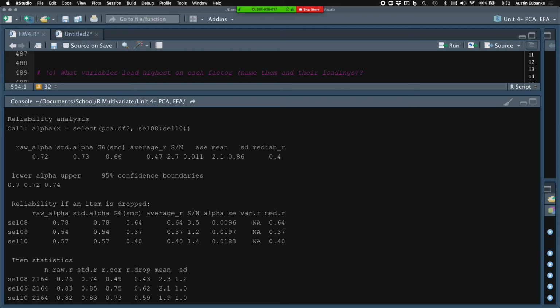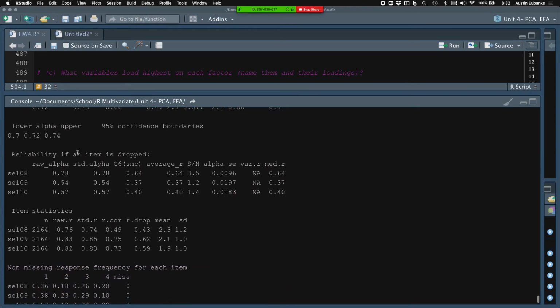So you guys will do that for the other two as well. And I threw into the chat some guidelines for how to interpret alpha. Jake was the first one to respond, and he said in psychology we want alpha to be above 0.7, and he's absolutely correct. 0.7 is our minimum adequate alpha. 0.8 and above we consider good, and 0.9 and above we consider excellent in terms of internal consistency reliability.